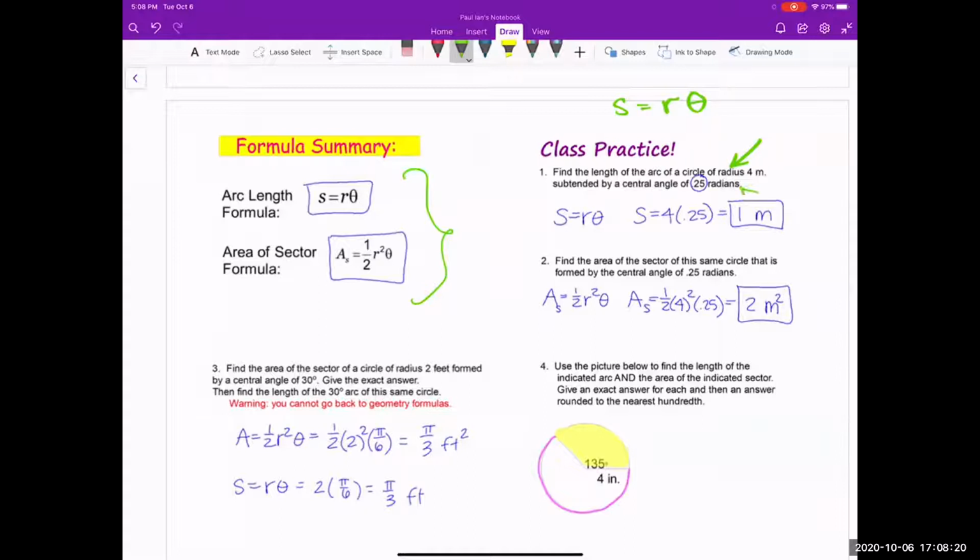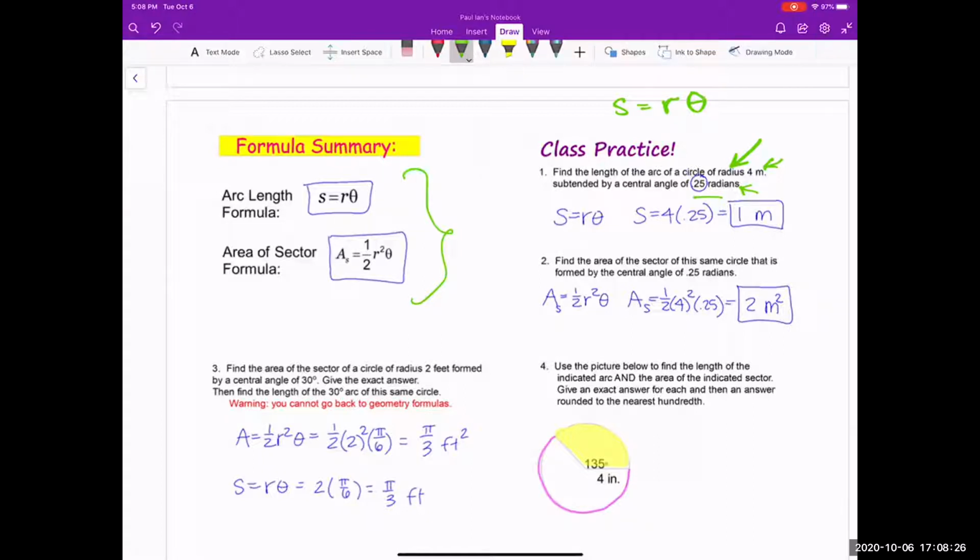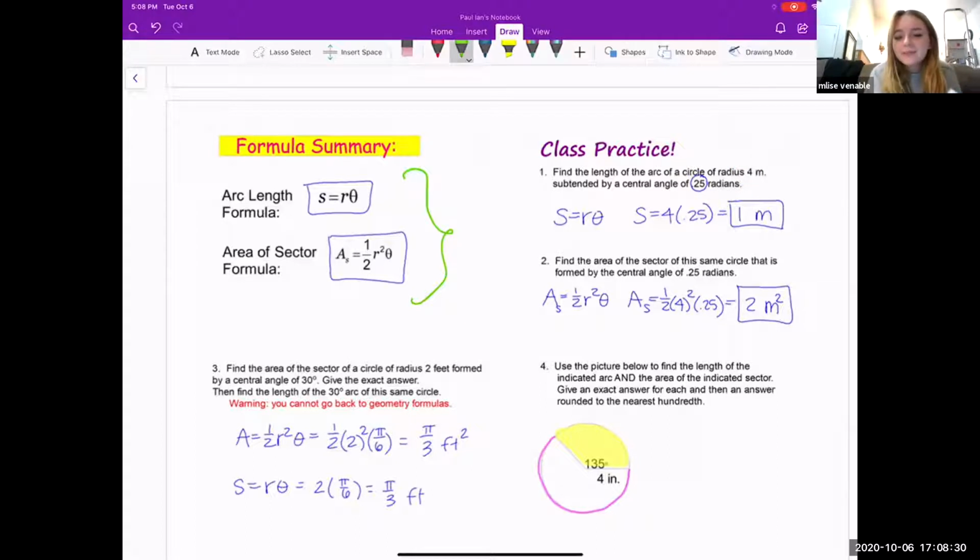So you just have to find, you have the radius right here. And then this is in radians. So that's it. You just have to multiply it. It's really simple. It's just getting the formulas.